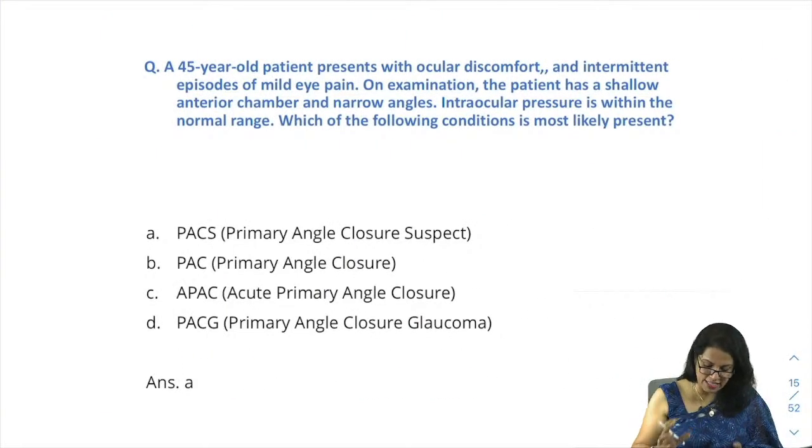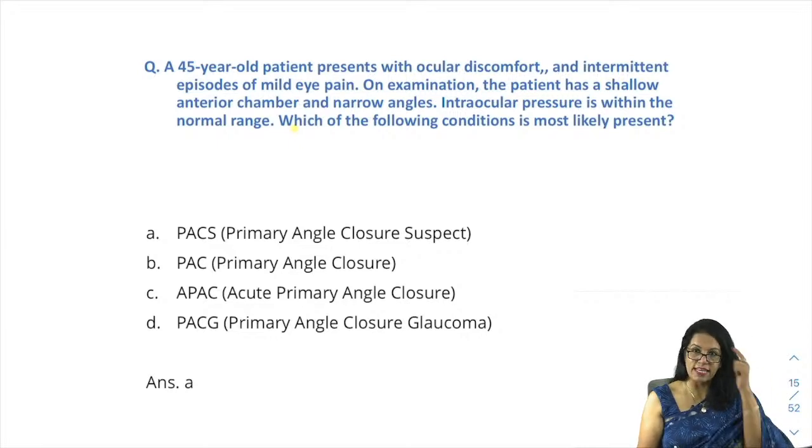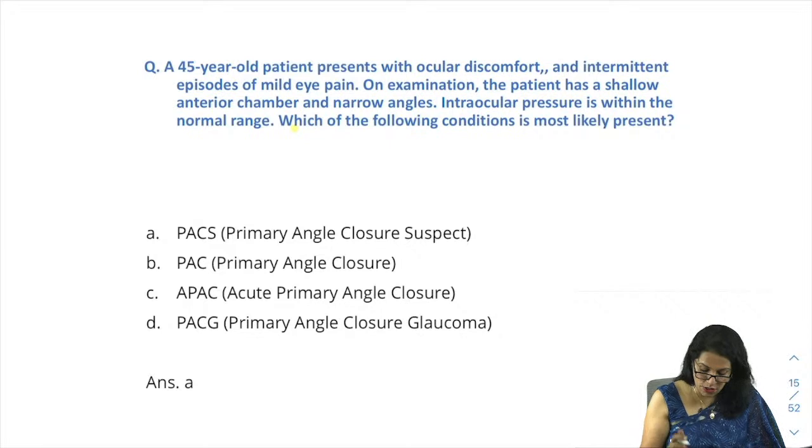Okay, we come to the next one. Let's see what this question says. So 45 years, so quickly what should I do? What did I tell you? How will I solve this? I will quickly look at the last line. Which of the following conditions is most likely present? Quickly, I am going to first look at the options so that I can think along that line. Okay, primary angle closure suspect, angle closure, acute primary angle closure. What is this question all about? Stages of angle closure glaucoma. So now I will read the question.